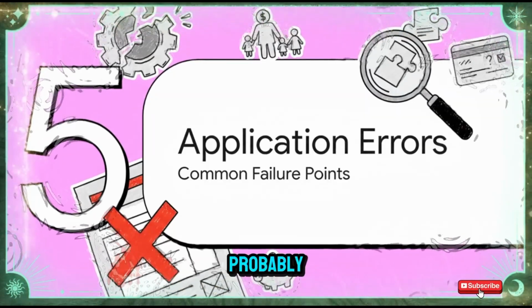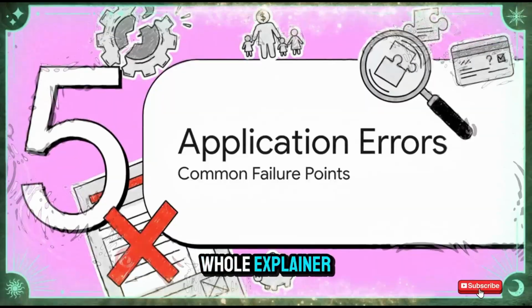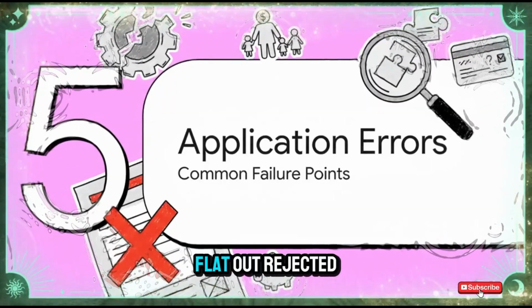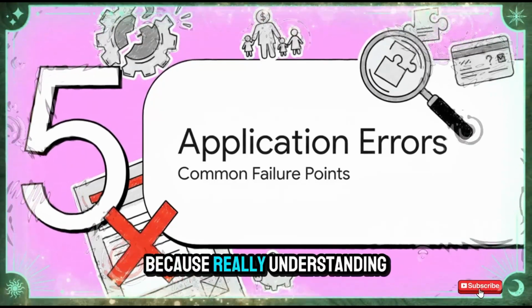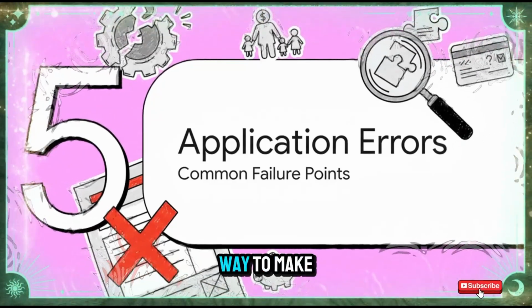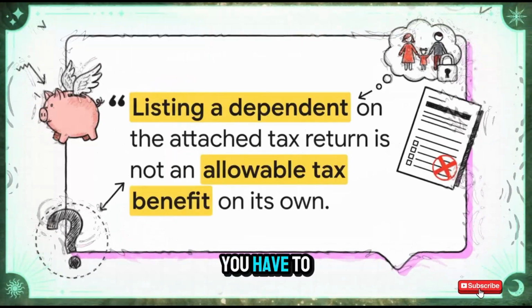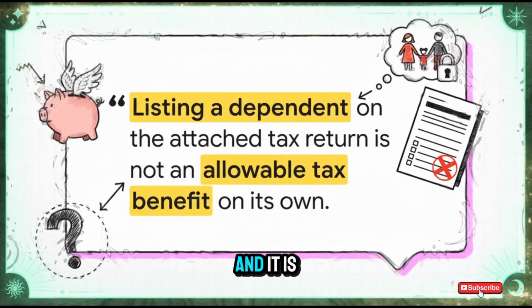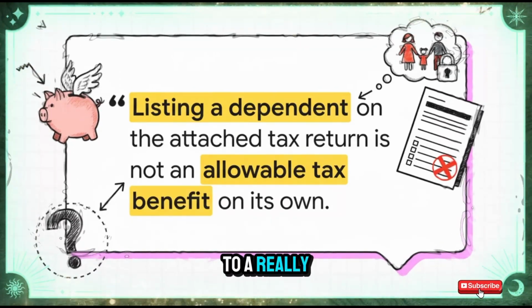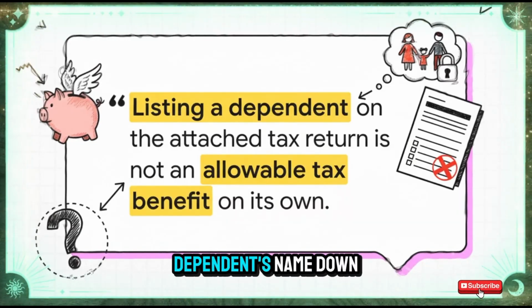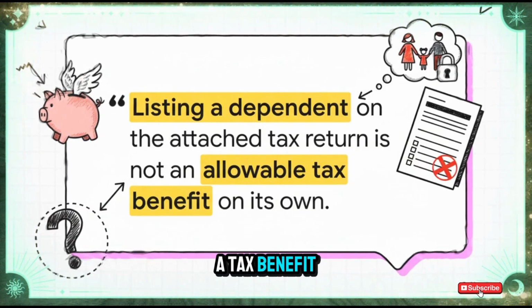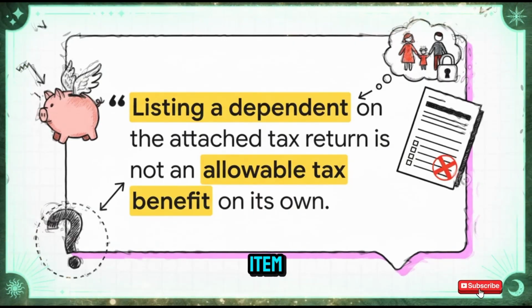All right, this is probably the most actionable part of our whole explainer. Let's analyze the critical mistakes that get these applications flat out rejected. Because really, understanding the failure points is the best way to make sure you succeed. You have to hear this because the IRS tells you this directly in its publications, and it is a massive clue to a really common error. Just writing your dependent's name down on your Form 1040 is not enough. That action by itself doesn't actually create a tax benefit, so it doesn't justify issuing an ITIN.